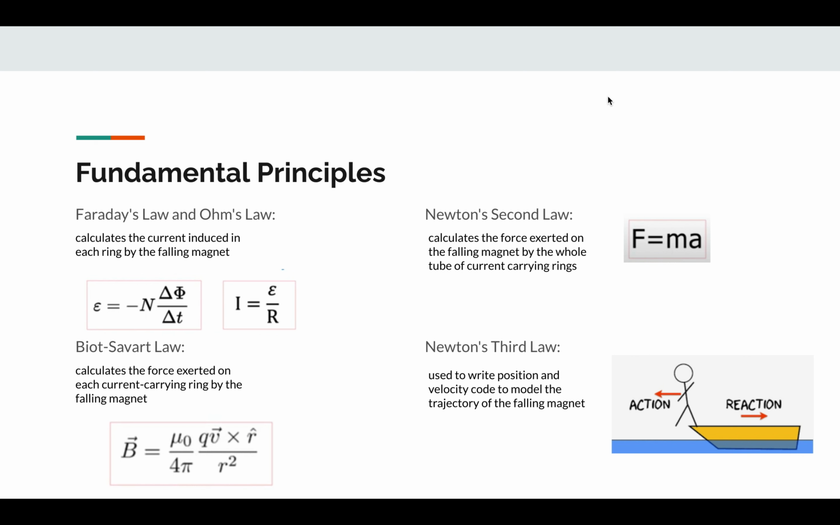You can see it here, and it calculates the current induced in each ring by the falling magnet. We're also using the Biot-Savart law, which calculates the force exerted on each current-carrying ring by the falling magnet. And we'll be using Newton's second and third law to calculate the force exerted on the falling magnet by the whole tube of current-carrying rings, and the third law to write the position and velocity code to model the trajectory of the falling magnet.